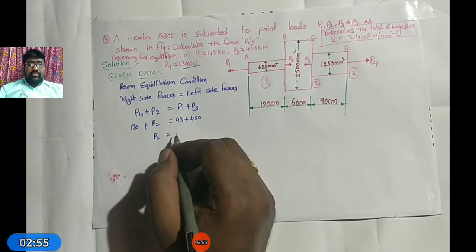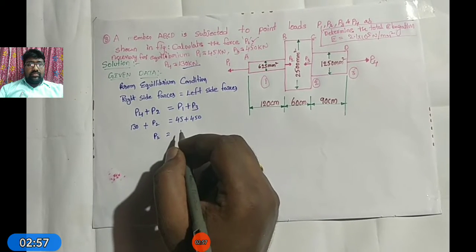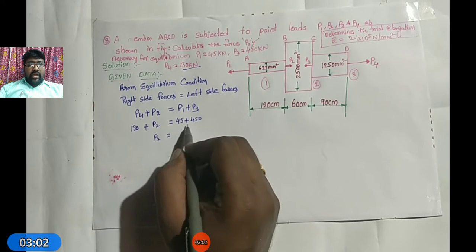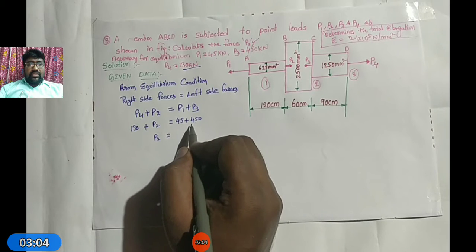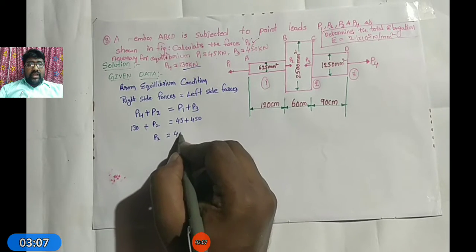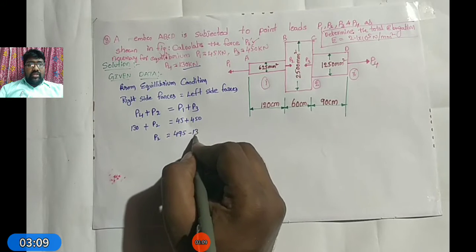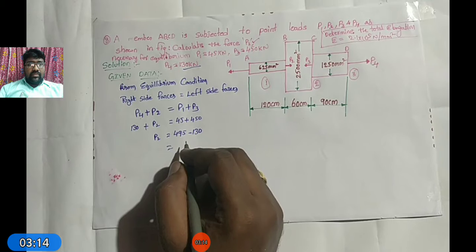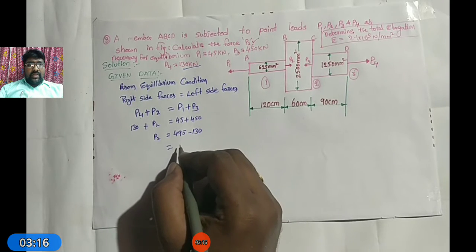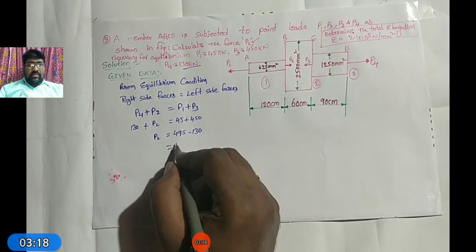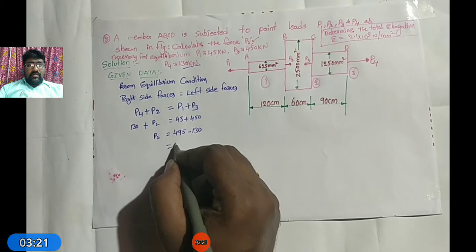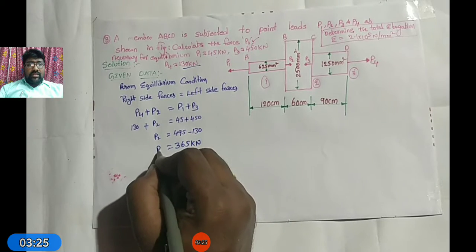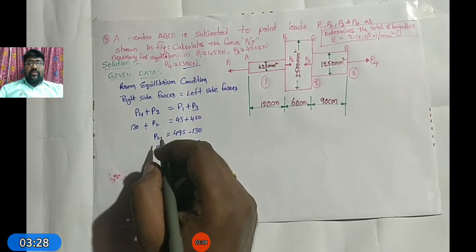That is 45 plus 450, that is 495, minus 130. The force acting on P2, that is 495 minus 130, equals 365 kilonewtons. That is the load of P2.